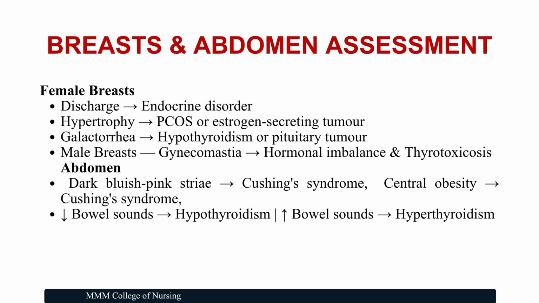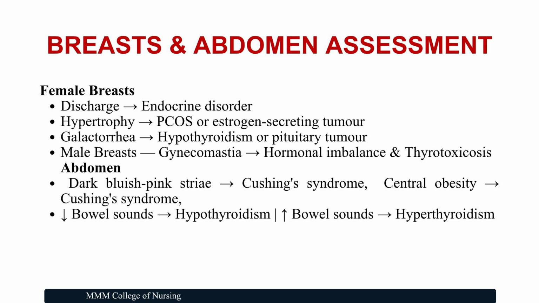Next we'll move into the abdomen. First in the abdomen, look at the striae. Silver-white stretch marks are normal from pregnancy or weight gain. Purple or dark pink striae on the abdomen and flanks indicate Cushing syndrome. That is the color differentiation.